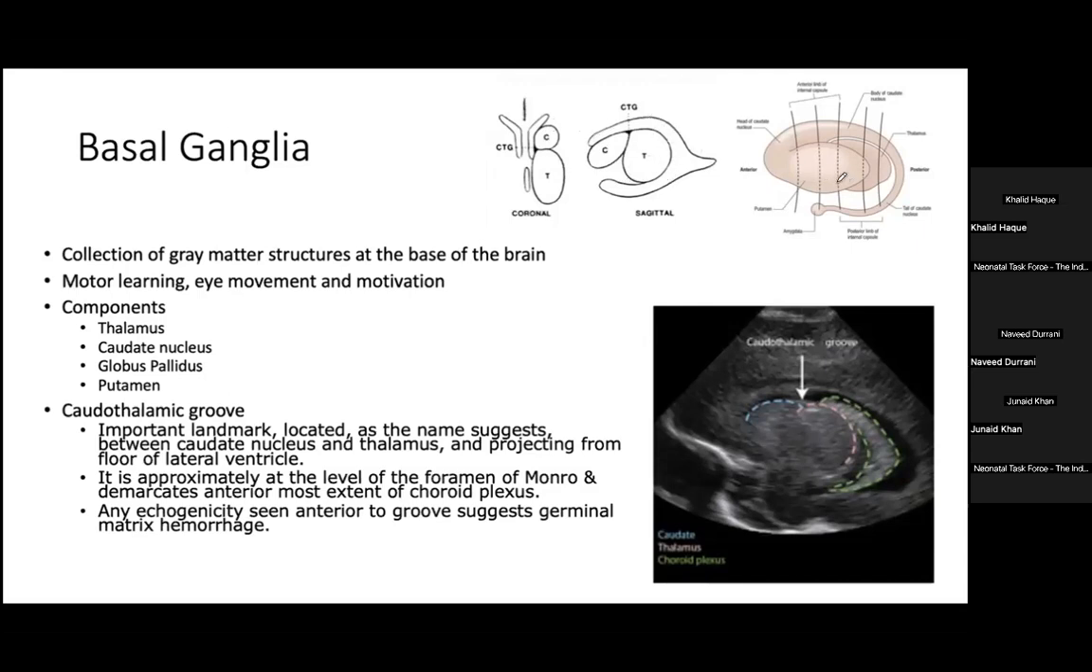In a different diagram, it will show like this. Just to show you in this sagittal view, this pink one is the thalamus, the blue one represents the caudate, and the green one is the choroid plexus. The caudothalamic groove is here, where there is the germinal matrix, and it is a very important landmark as well. And any echogenicity in this part will represent a germinal matrix hemorrhage.